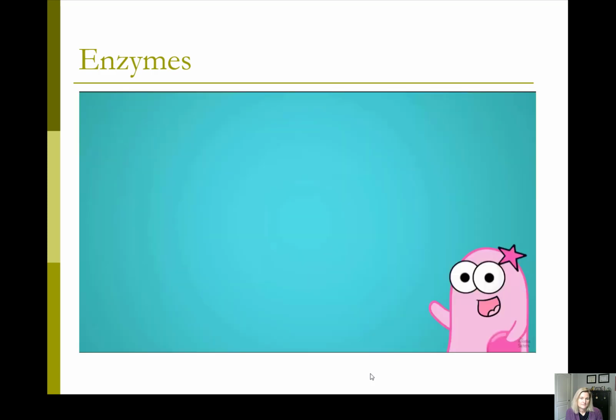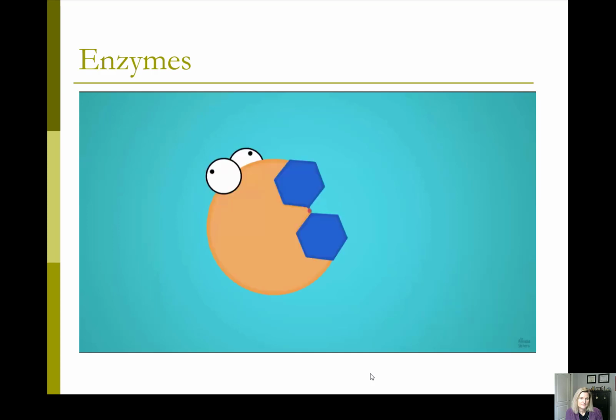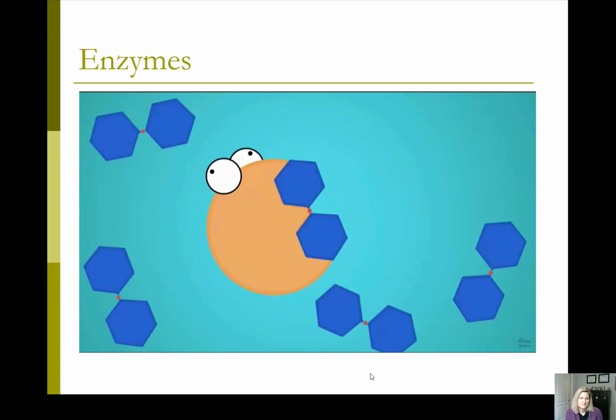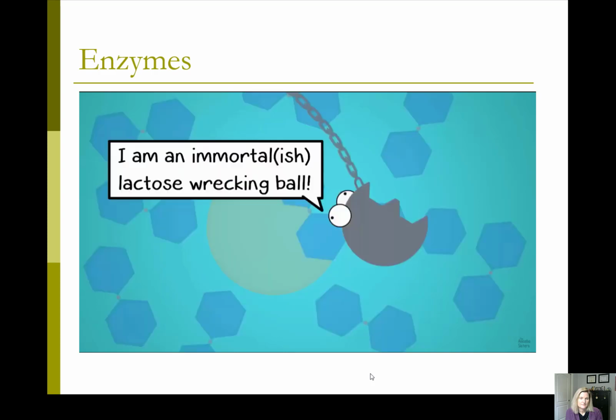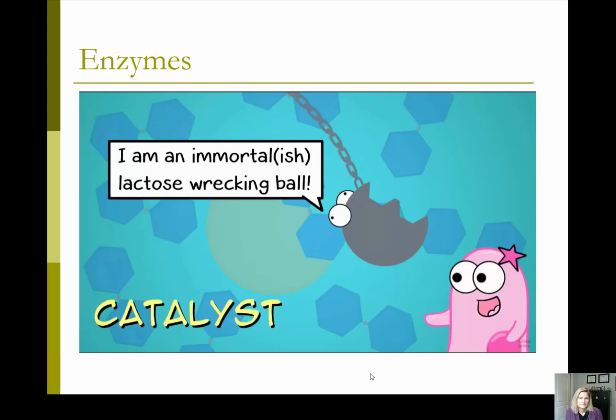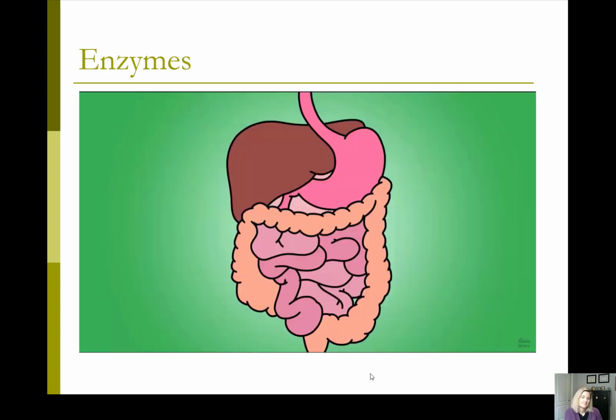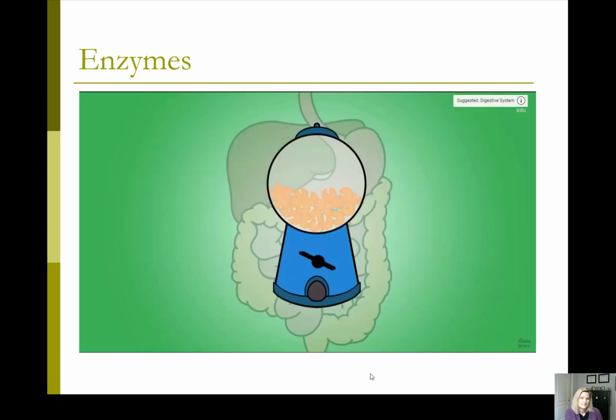In that example, one thing to point out, lactase, the enzyme, can break down a lot of lactose, the substrate. The lactase doesn't get used up in the reaction. It's still there. We call enzymes a catalyst because they can be used over and over and over and over in the reaction. By the way, your digestive system uses all kinds of enzymes.